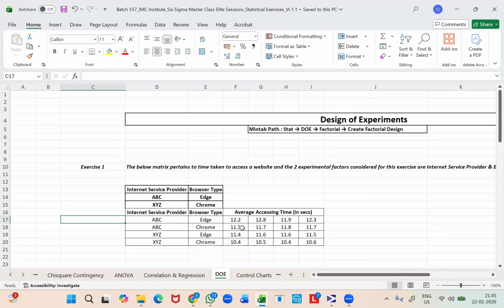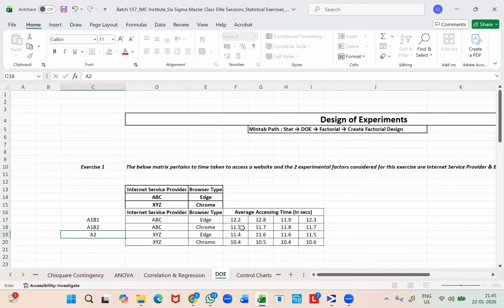So in terms of A and B, how will you write these treatment combinations? The first treatment combination is A1, B1. The second treatment combination is A1, B2. The third one is A2, B1. And the fourth one is A2, B2. So these are the four treatment combinations possible for this particular scenario, wherein we have two experimental factors, each at two levels. And for each of these treatment combinations, we have four sample data points, which is more than sufficient for us to estimate the error variation.